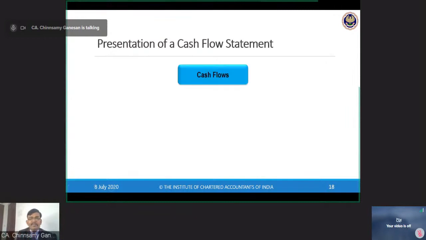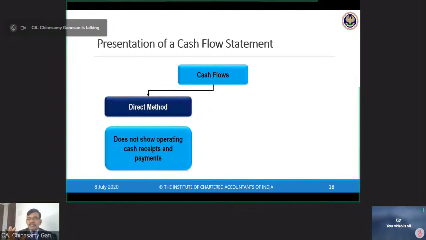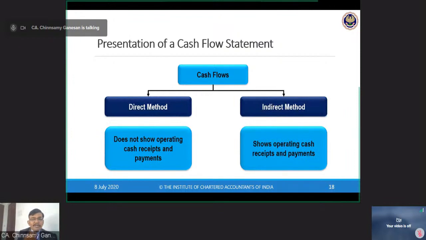How the cash flow statements are presented. There are two methods which have been given. One is the direct method and another is the indirect method. What do you mean by direct method? I will identify from the cash book what are the items of cash inflow and what are all the items of cash outflow. When I am saying cash book, I mean the bank book as well.